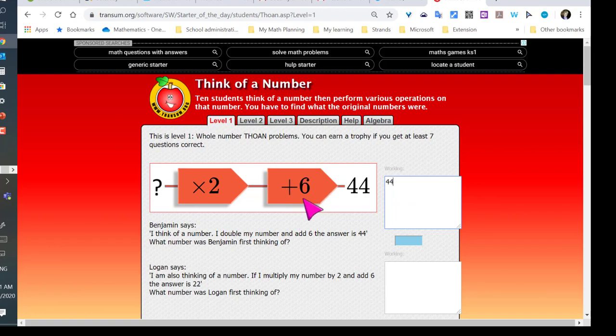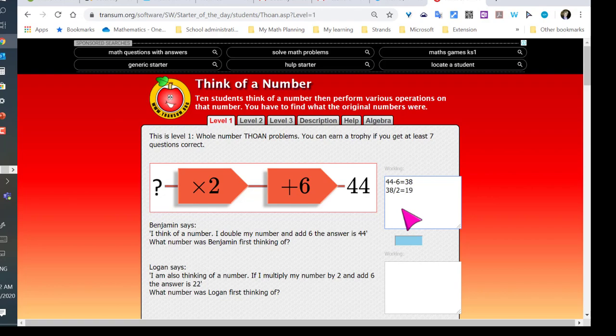Instead of adding 6, let's subtract 6. Now 44 minus 6 will give you 38, and try to do this without a calculator. Okay, so now we're going to start with 38. So instead of multiplying by 2, we are going to divide by 2. And 38 divided by 2, you are absolutely correct, is equal to 19.